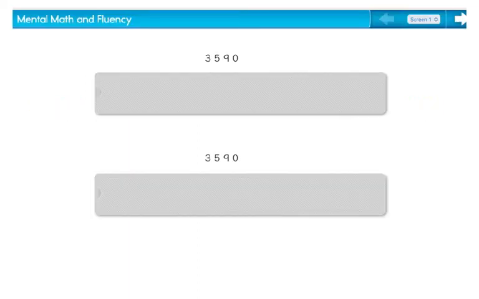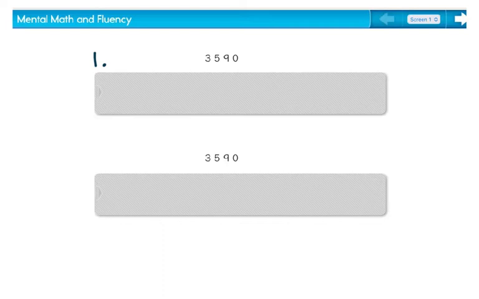I want you to write down the numbers 3, 5, 9, and 0, just as you see them. The first time around, I'm going to read the number for you, and I want you to determine where you're going to put the decimal point. Here we go. Write those numbers down, 3, 5, 9, 0. I would like you to put the decimal point so that this number reads 359.